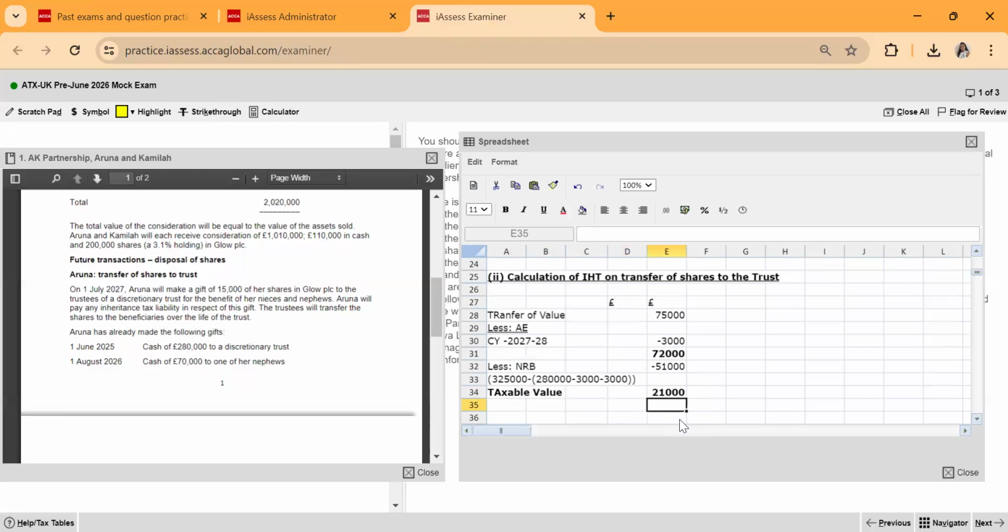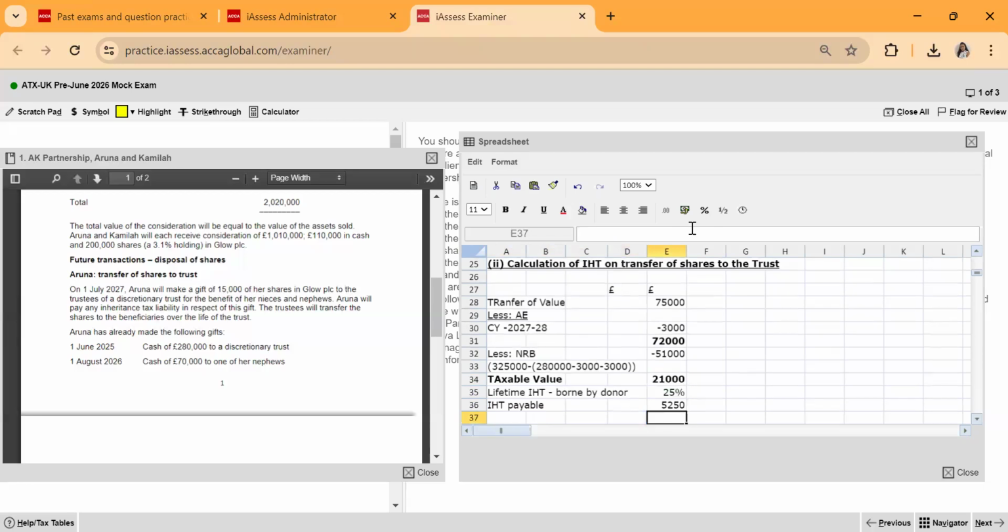Right, Madhavan, I think you're following. And now we know the IHT rate since the tax is borne by the donor. I will write here IHT borne by donor. And this is the lifetime IHT borne by the donor. So the tax rate will be 25%. Hence, IHT payable will be 5250. Am I clear? So IHT payable is 5250.